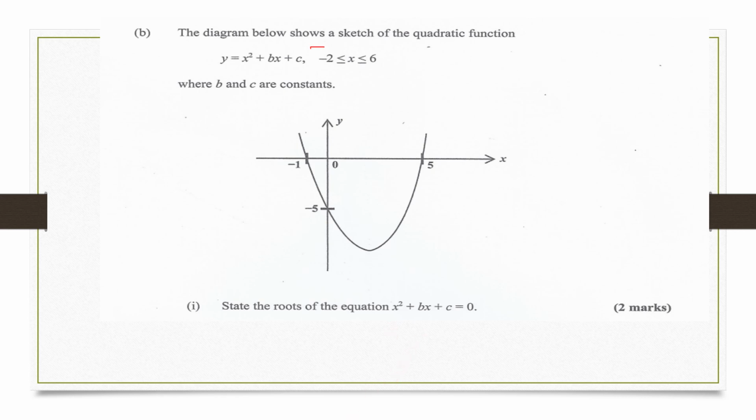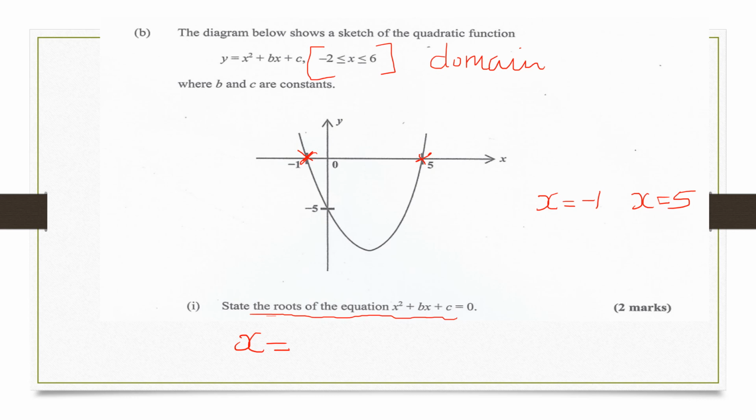So this particular area, these values here are our domain. And the roots of this quadratic are where it cuts the x-axis, and this line here is known as the x-axis. So it is where the quadratic graph cuts the x-axis, and the axis is being cut here, and that is where x is equal to -1 and x is equal to 5. So those are our roots. x equals -1 and x equals 5.